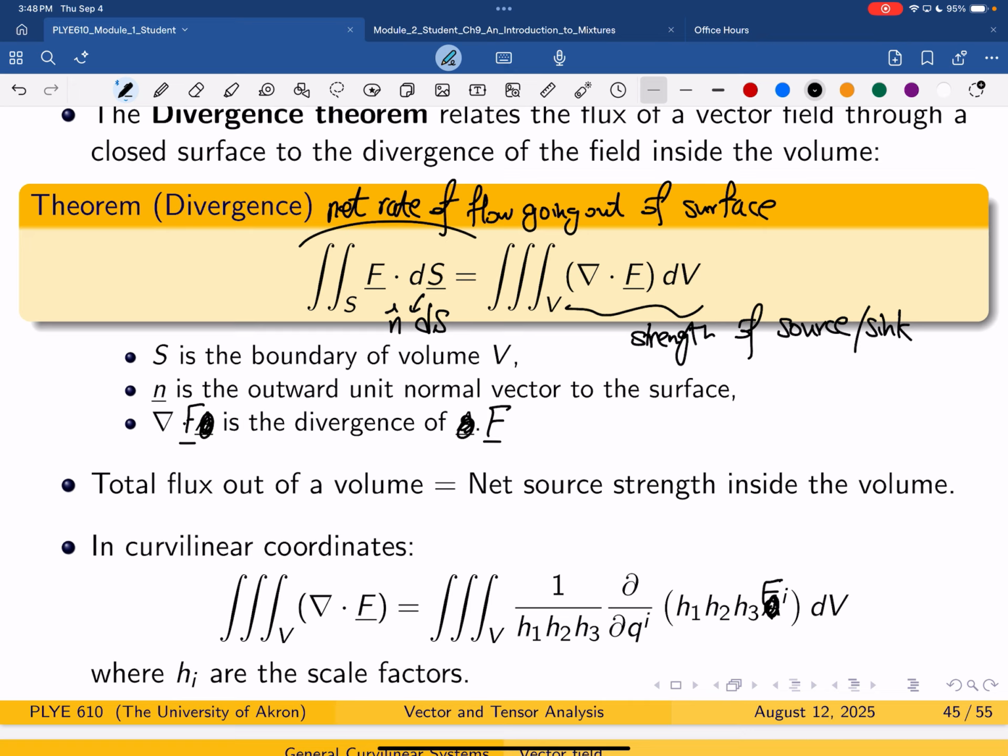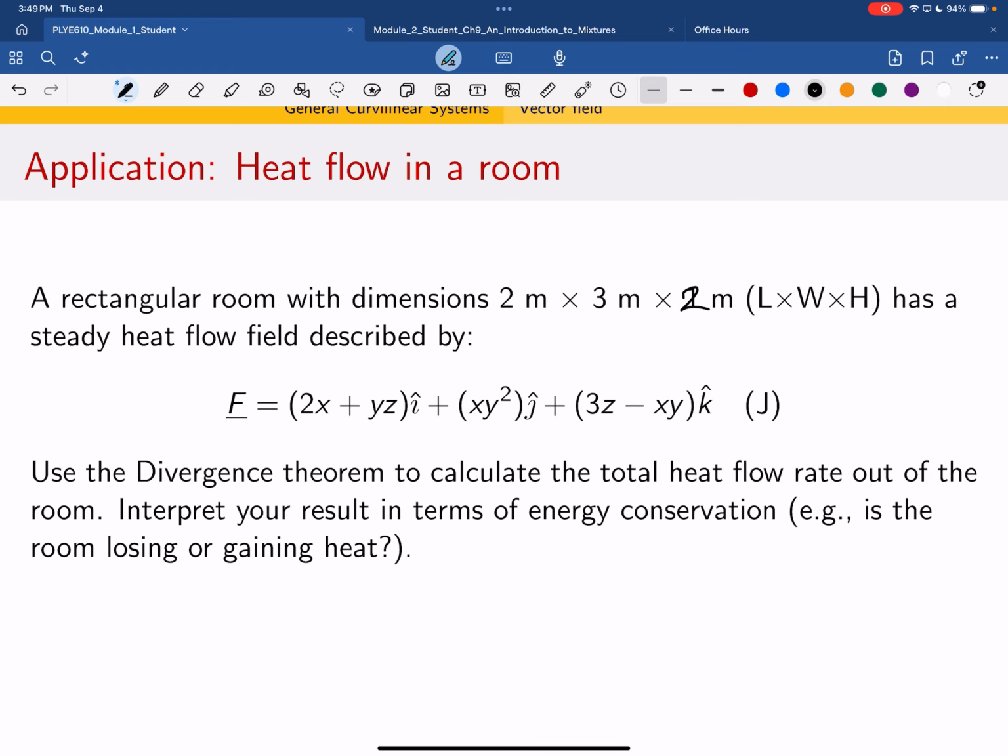Okay, so let's consider this. Think about a rectangular box or room with a dimension of 2 times 3 times 1 meter. Maybe the height is a little bit low for a room, so let's make that 2 meters. If we make it 2 meters, it's going to be similar to the small room we have on the 4th floor. Great. Okay, so we have a steady flow field of heat given by that equation.